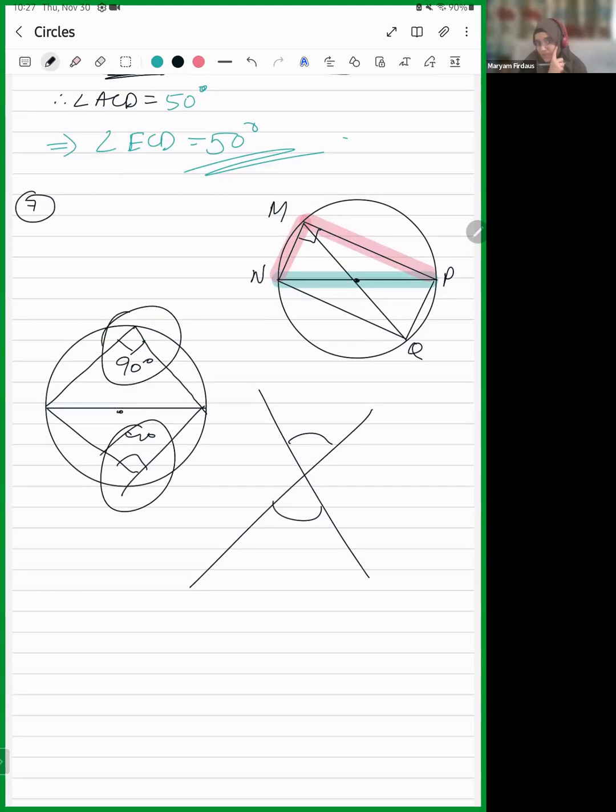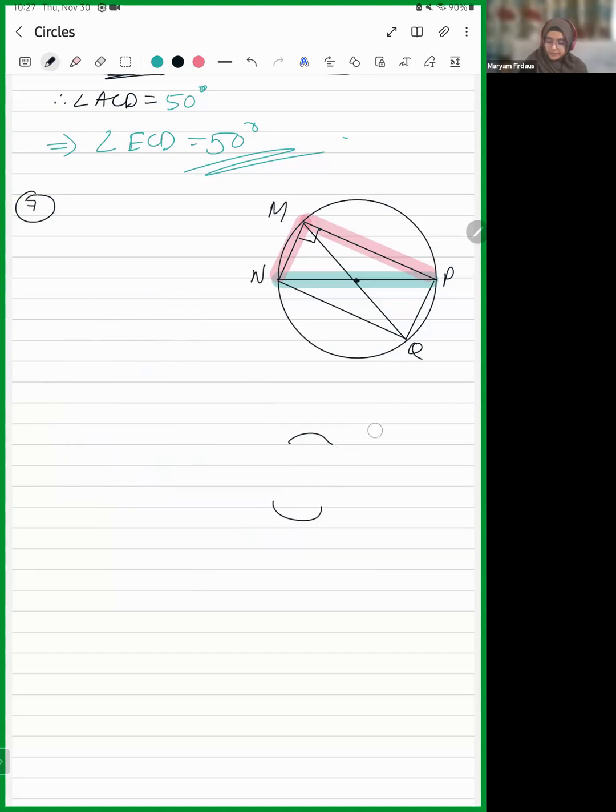They are called opposite, but it's a different type of opposite. This is opposite angles of a quadrilateral. And we know that in a cyclic quadrilateral, the opposite angles are going to be supplementary. So if one of them is 90, then the other one is also going to be 90 because of the fact that it's a cyclic quadrilateral.